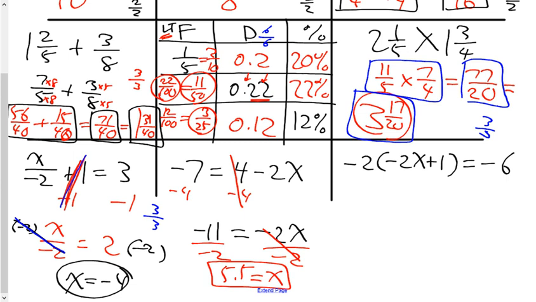So 1 point for this line, 1 point for this line, and 1 point for x equals 5.5. So that's worth 3 points as well.